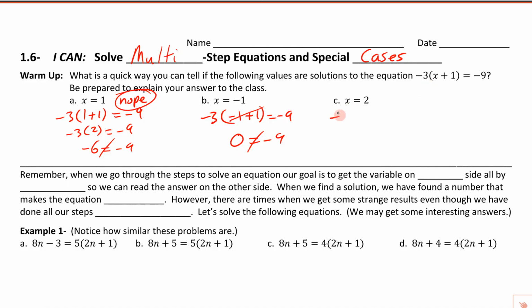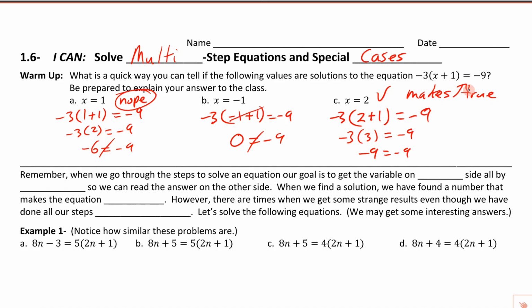So hopefully this next one is the answer. It better be. So we've got -3 from the equation. We're going to put a 2 right here. We're then going to add 1. And we're going to hope that that equals -9. So lo and behold, if we do the -3 right here, we put those together in parentheses, 2 plus 1 is 3. We do get -9 equals -9. So this one checks out. This one makes the equation true.